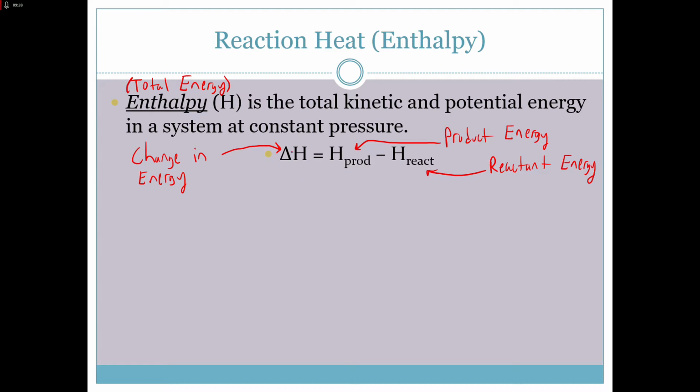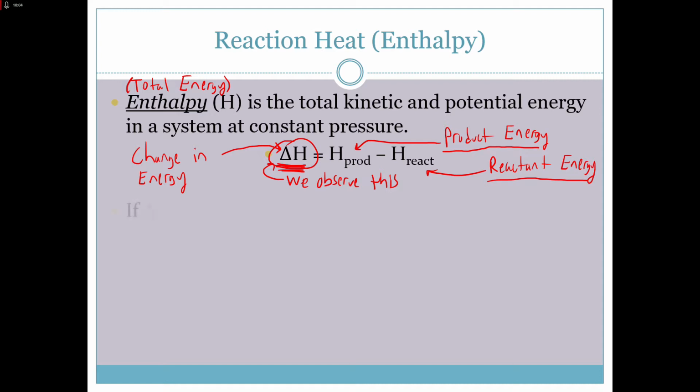And what we look for in a chemical reaction is this quantity here. We observe this. We generally don't measure the product energy and the reactant energy. These are actually quite difficult to measure, but this quantity here is relatively easy to measure given a chemical reaction.